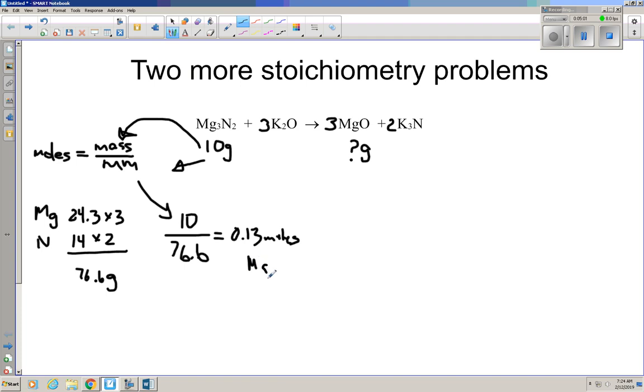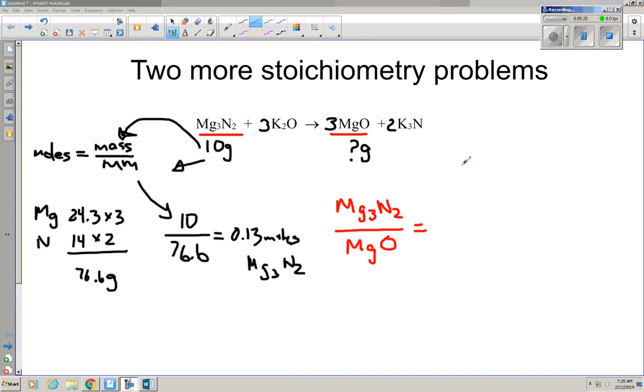Mg3N2. It's really hard writing with a mouse. Now, this is just precursor information that you have to know how to do. Now I'm ready to look at the molar ratio between what I'm given and what I want to find. All right, so I'm going to write down a ratio.